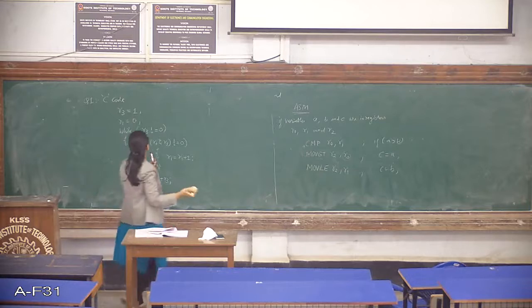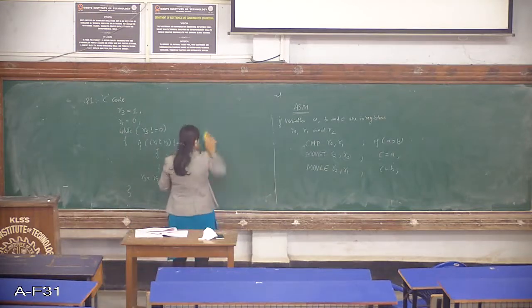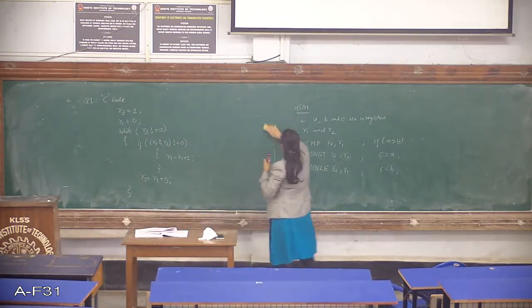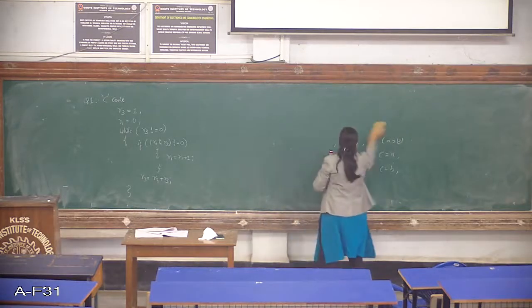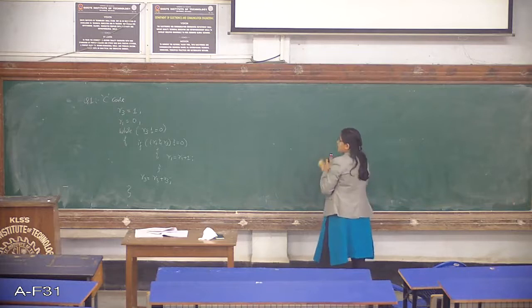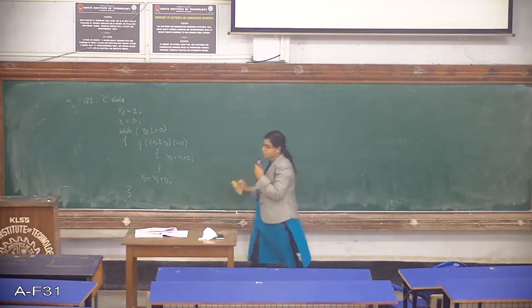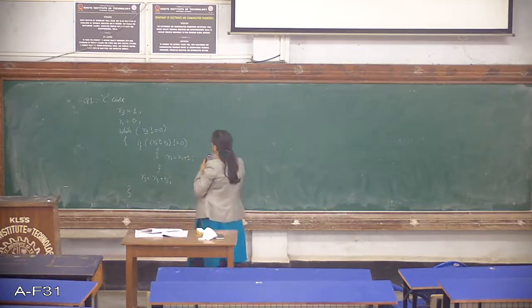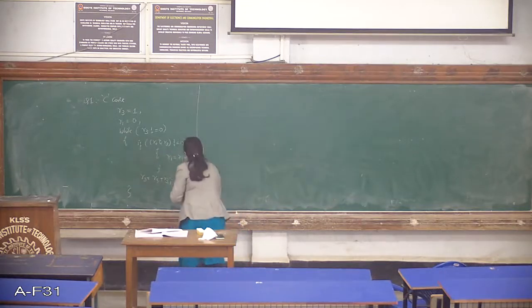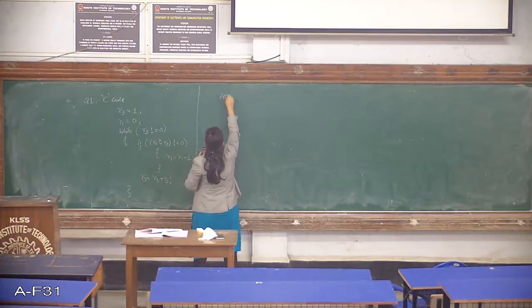So we need to compile this C code and get the equivalent assembly code. The first instruction is R3 assigned with 1. So you're going to assign the value 1 to R3. The assembly code is going to come like this.